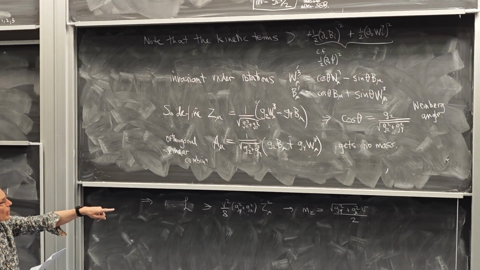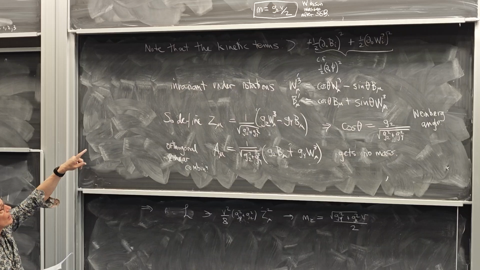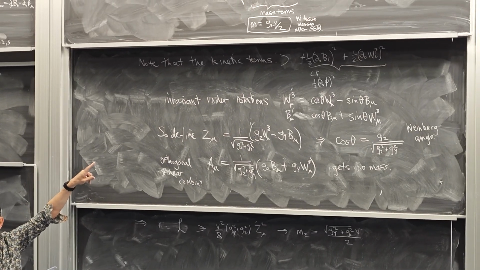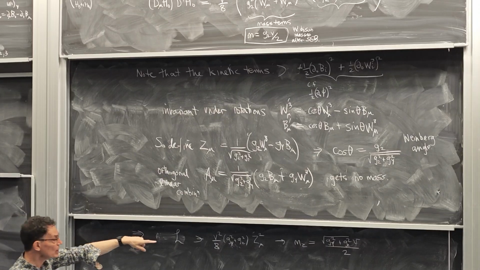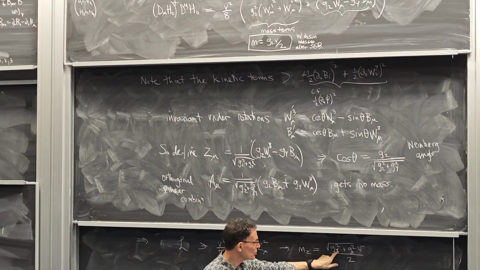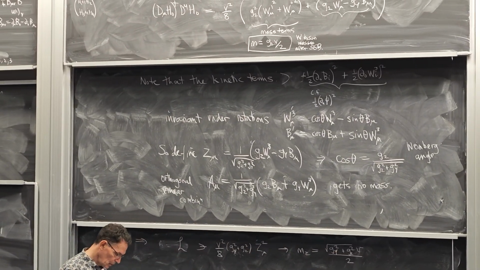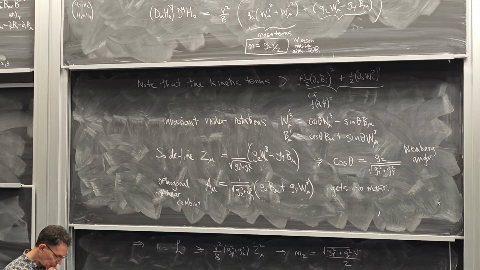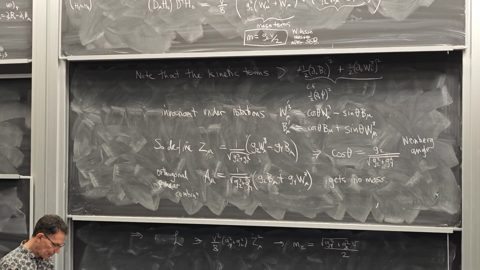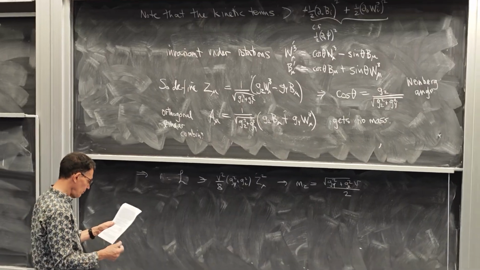Okay, so the Z boson gets a mass. It's slightly different than the W boson masses. W1 and W2 got a mass G2 v over 2. The Z boson has the square root term here. And this is verified by experiment. And then finally, the photon.